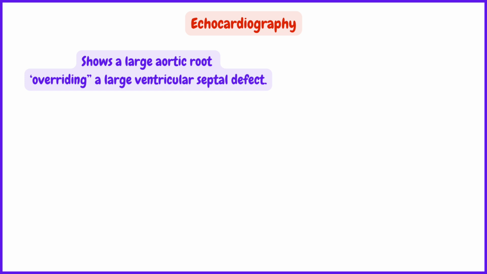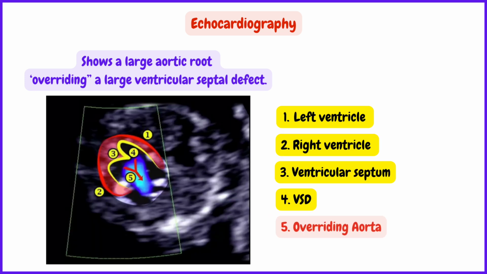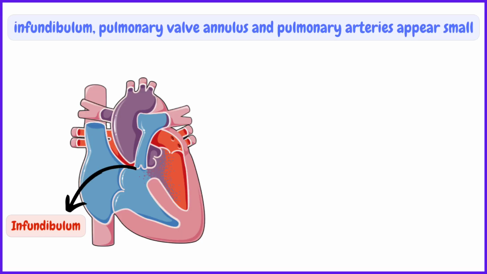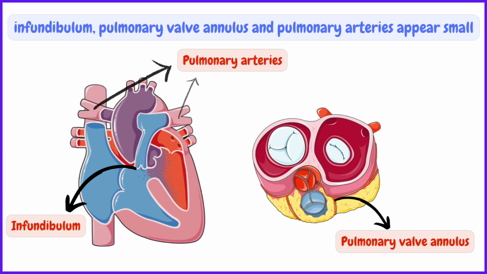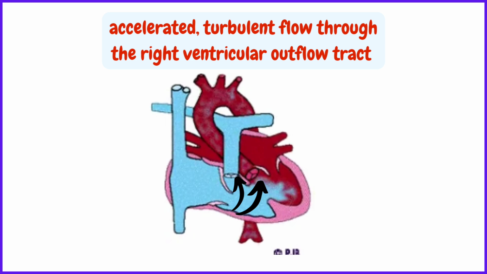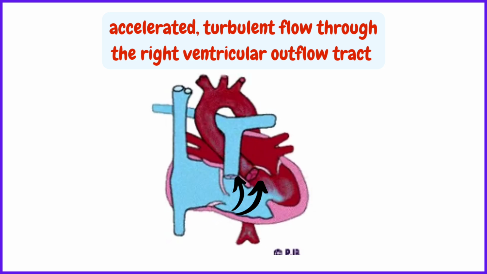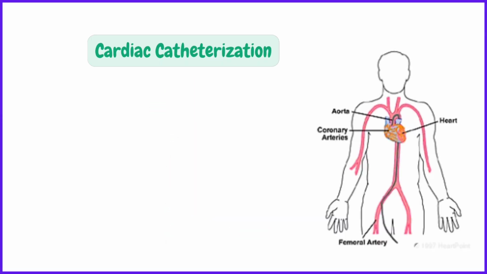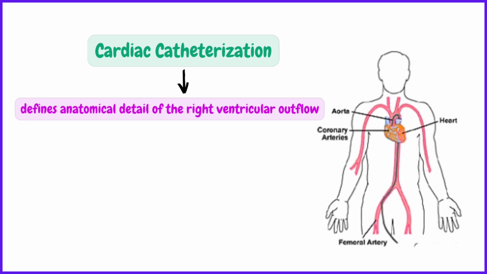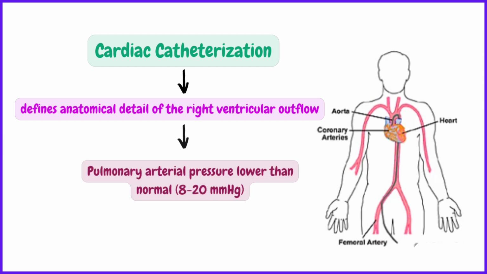Echocardiography can also be done. Cross-sectional echocardiography in views parallel to the long axis of the left ventricular outflow tract shows a large aortic root overriding a large ventricular septal defect. The infundibulum, pulmonary valve annulus and pulmonary arteries appear small. Color Doppler shows accelerated, turbulent flow through the right ventricular outflow tract. In cardiac catheterization, right ventricular angiography defines the anatomic details of the right ventricular outflow. The pulmonary arterial pressure is lower than normal, 8 to 20 mm of Hg.